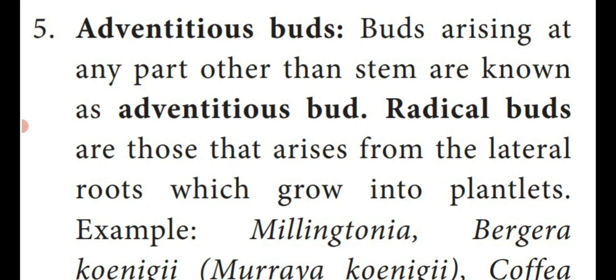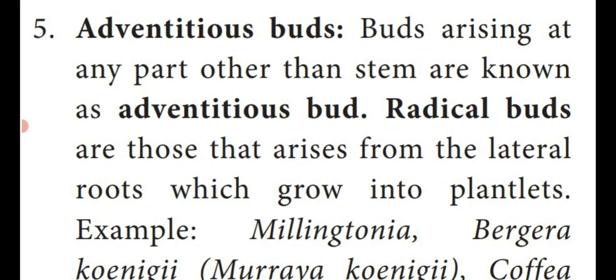Radical bud. So the buds which arise from the lateral roots afterwards give rise to a new plant. Those buds are known as radical buds. See where the bud is arising: the root region. So buds arising other than in the stem region are known as adventitious buds. One of the adventitious buds is the radical bud.